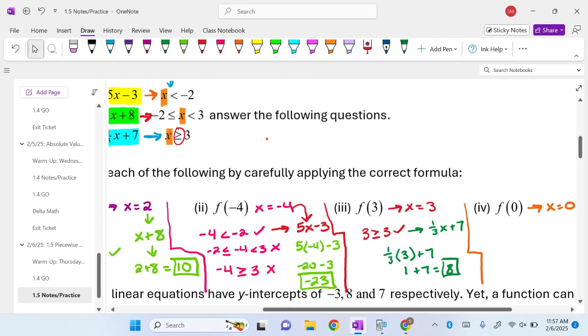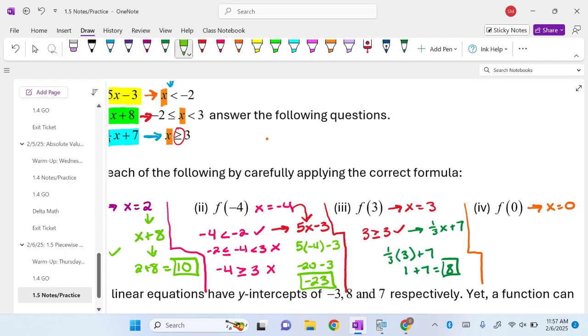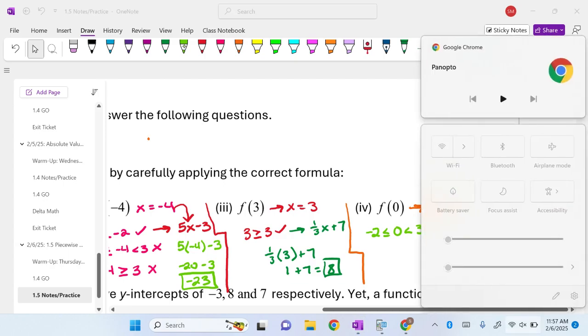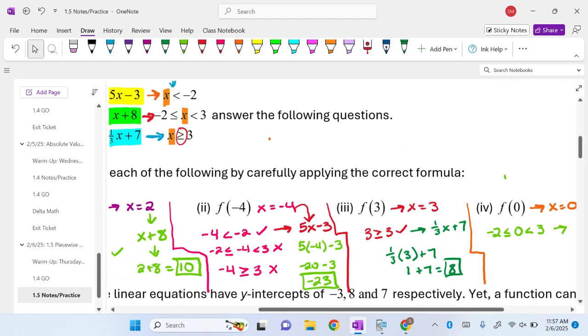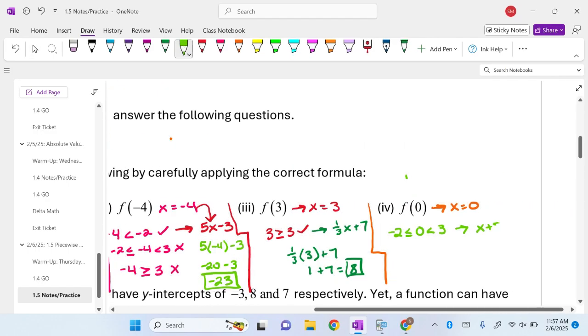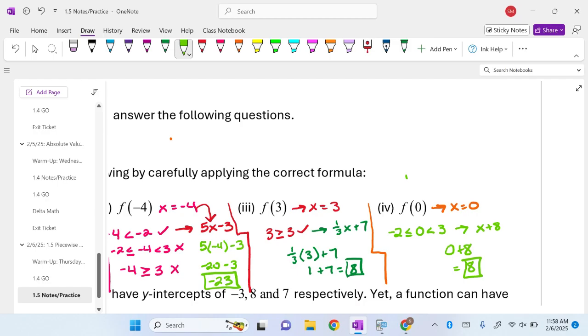Can someone raise their hand and tell me why we're using the green function? Tomas. Right, because 0 is between -2 and 3. That's the only domain that 0 fits in. So that means we have to use the function connected to it, which is the x plus 8. So I'm going to plug in 0 for x. So I have 0 plus 8, which is just equal to 8.